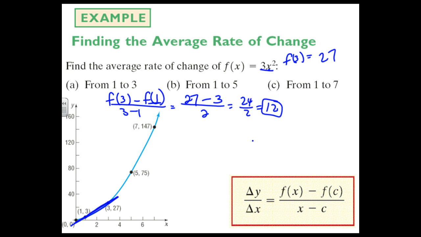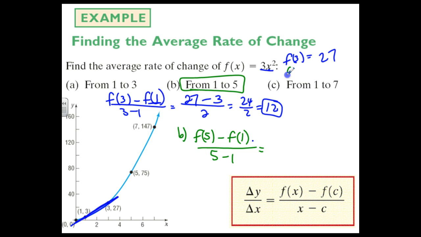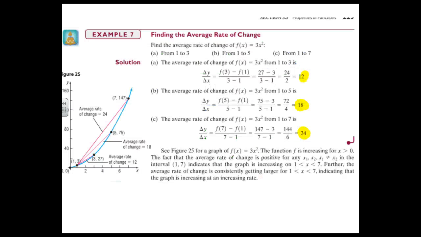Let's repeat the process one more time. I'll try this one. For part B, I would do f at 5 minus f at 1, all divided by 5 minus 1. So f at 5 would be 5 squared or 25, 25 times 3 is 75. So 75 minus f at 1, we already found out that f at 1 is a 3, all over 4. And you could simplify that and get, good, 72 divided by 4 right here, which reduces to 18.